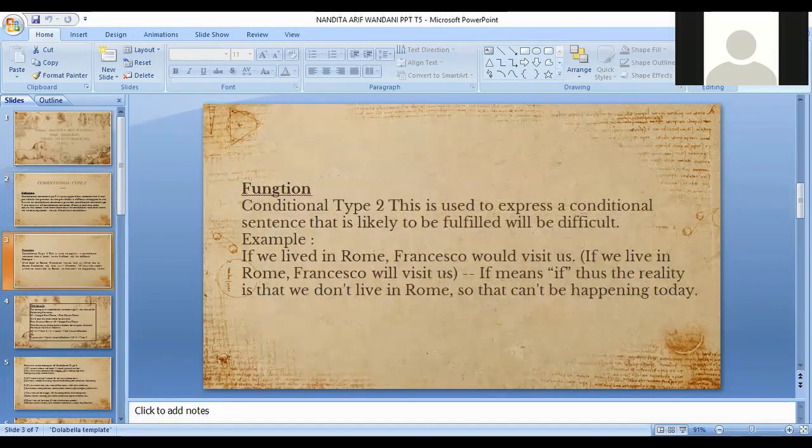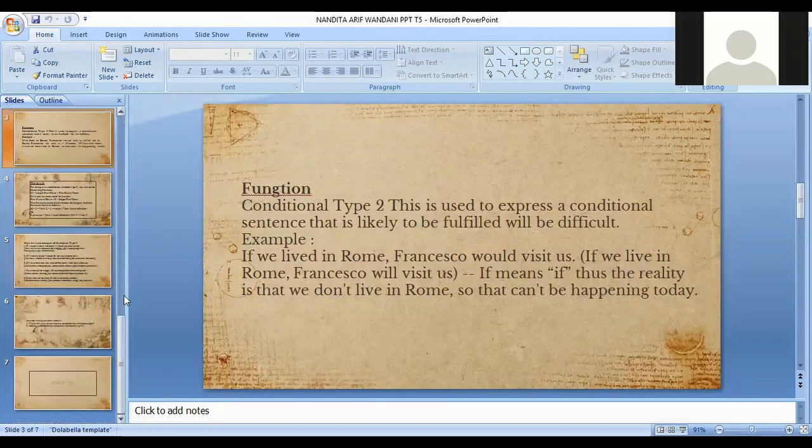Function of conditional type 2. This is used to express a conditional sentence that is likely to be fulfilled but will be difficult. Example: if we lived in Rome, Francesco would visit us. If means that the reality is that we don't live in Rome. So that cannot be happening today.